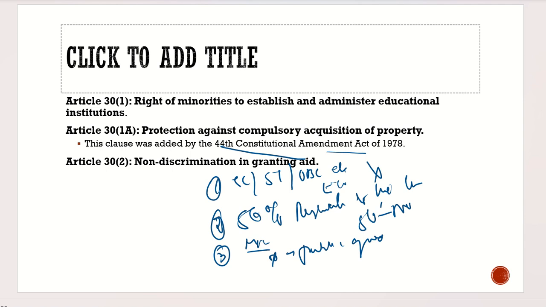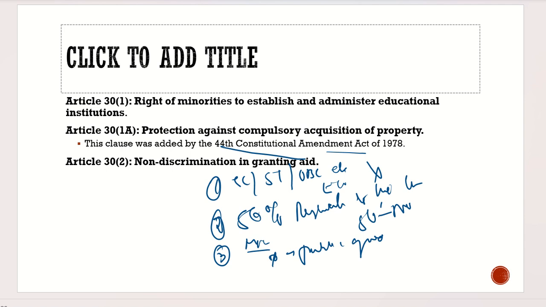For example, if I am running a minority institute and I have a property in Delhi, they cannot take my property there and replace it with another property in a village in Kanyakumari. They cannot do it like that, and it should be for the public good, and they will have to give me the compensation. So these are the protections which they get under this.